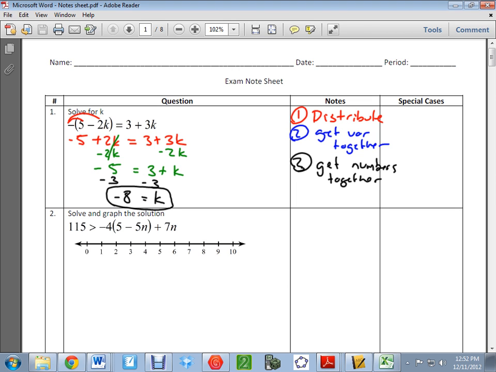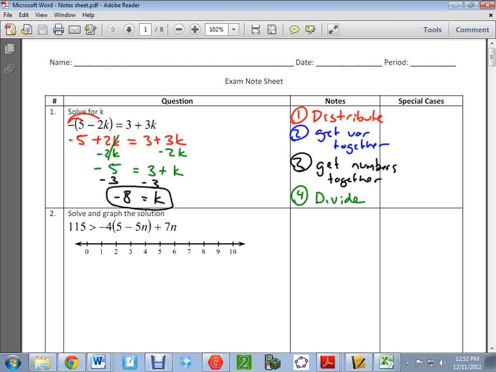Now this problem is done. The reason why this problem is done right now is because there was no dividing that was necessary. The last step for solving an equation is usually to divide, which I do not need to do in this case because there's a 1 in front of the k. I don't need to do anything to get rid of it. Are there any questions about how to do that?